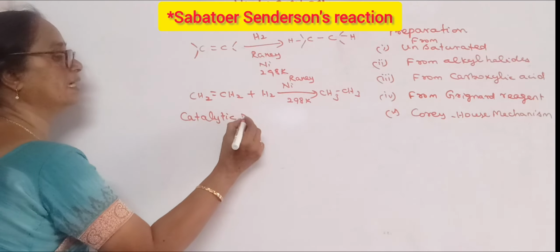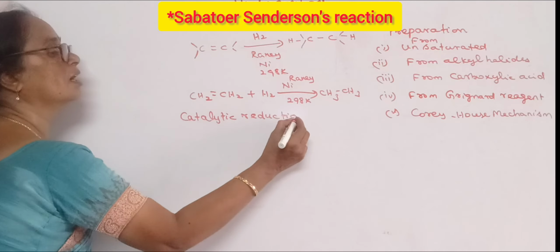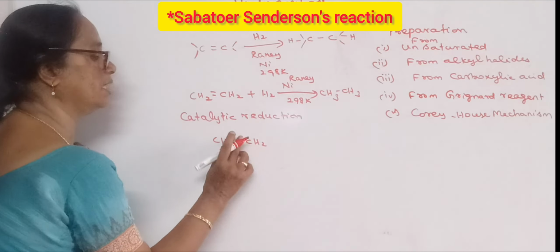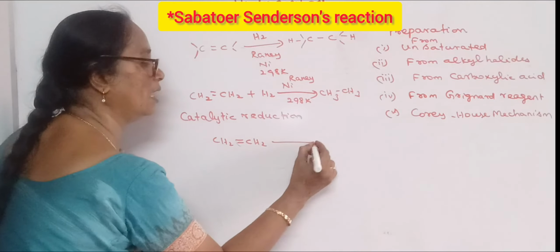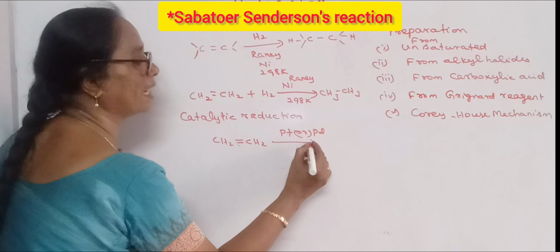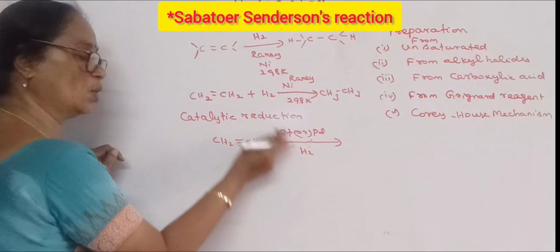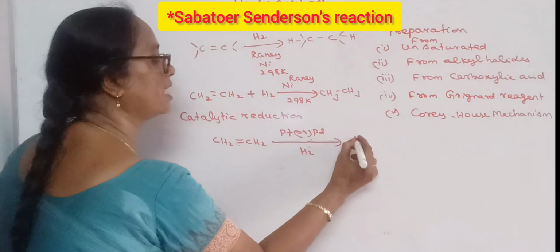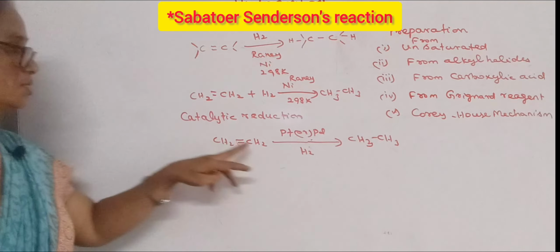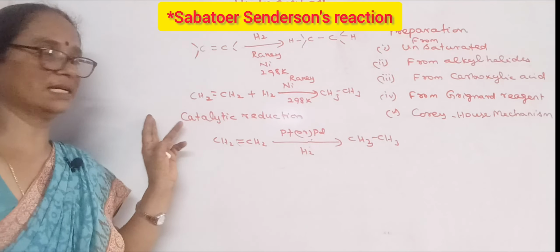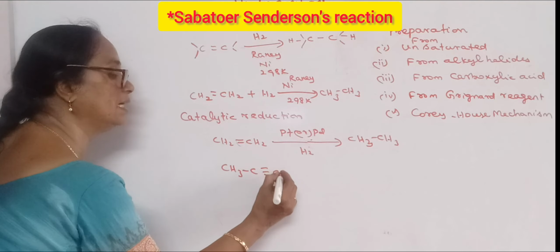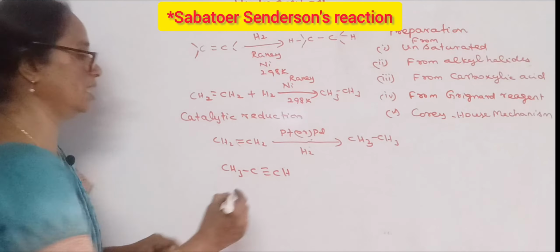And the next one is catalytic reduction. In catalytic reduction, for example, let us take the same CH2 double bond CH2, but instead of nickel I am going to take either platinum or palladium as the catalyst. Here also the catalyst holds the hydrogen and it is shared with the alkene system, which makes the compound into an alkane. So this is what is said to be catalytic reduction. Instead of alkene we can even take a compound containing a triple bond. See, I have taken propyne.